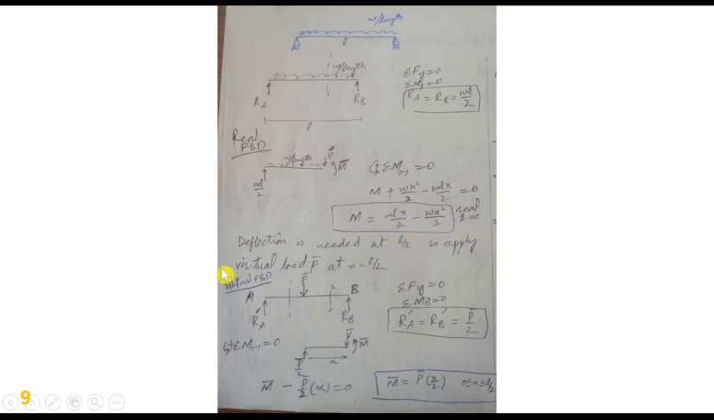And this is for the real bending moment. Since deflection is needed at the midpoint, we will apply a virtual load at the midpoint, x by 2. So we have applied it here. Now if this is applied, again find the reactions, and for this the reactions are with prime. Ra prime and Rb prime will be the same due to symmetry, and it will be equal to P bar by 2.